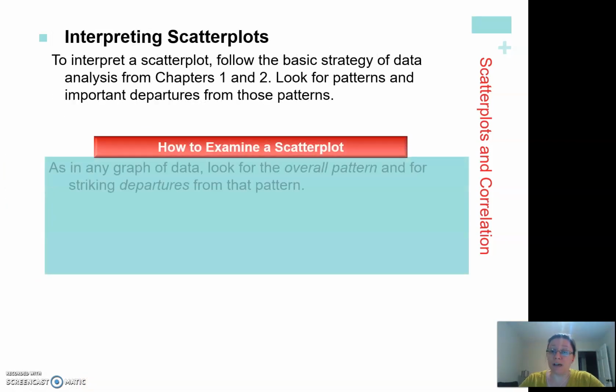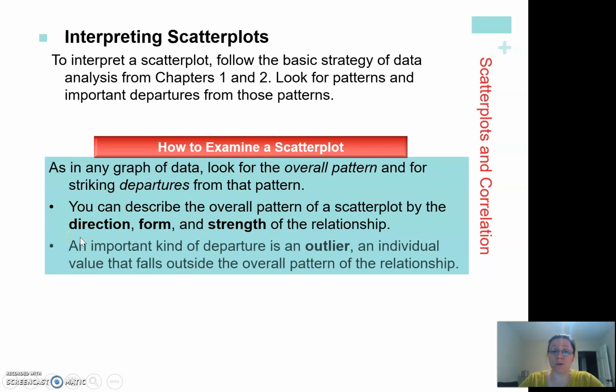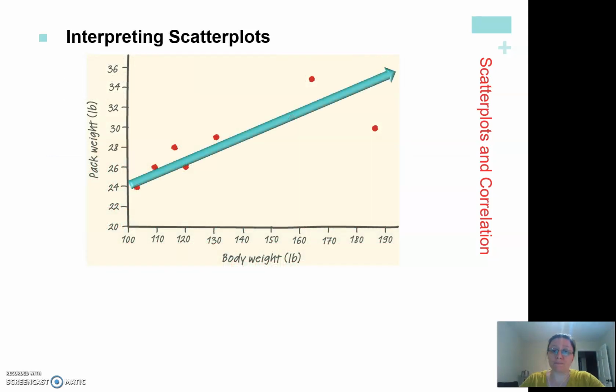So to interpret a scatter plot, you have to look at the overall pattern, right? You're going to look for departures from the pattern. And the three things you want to make sure you hit on are direction, form, and strength, right? So outliers play a significant part here, so we need to watch out for those. And any strong deviation from a pattern would qualify as an outlier, right? So here you can tell the direction. It's moving in a positive direction, right? The higher the body weight, the higher the backpack weight in general, right?